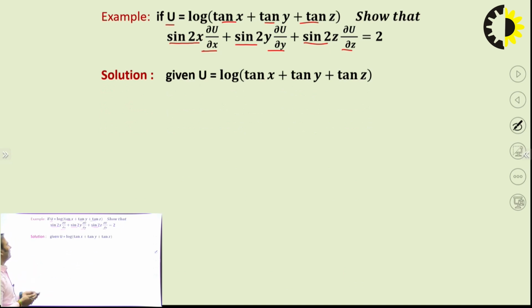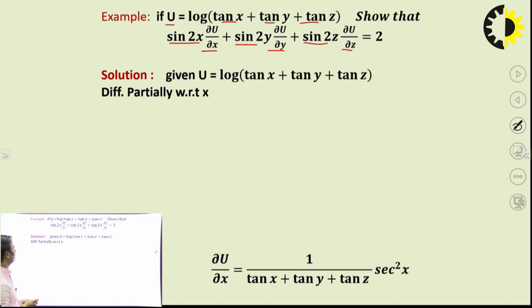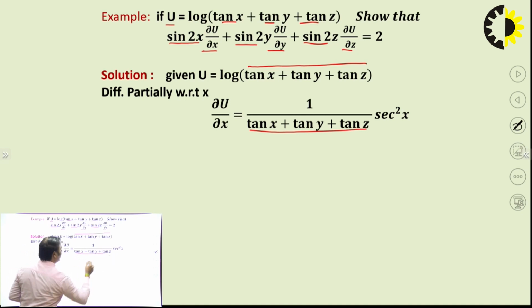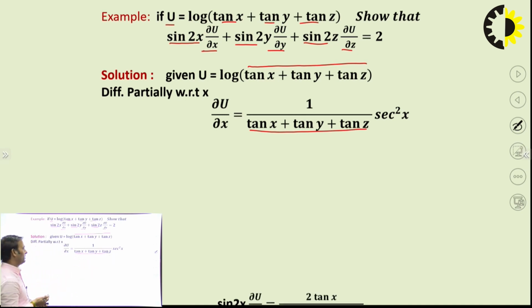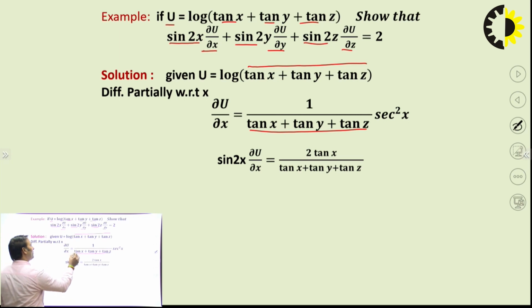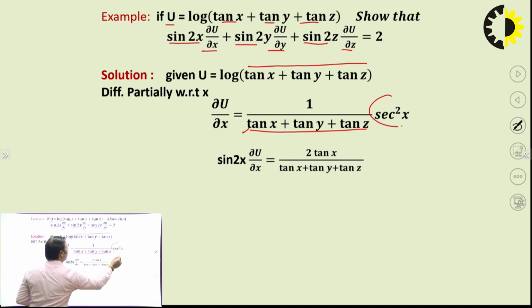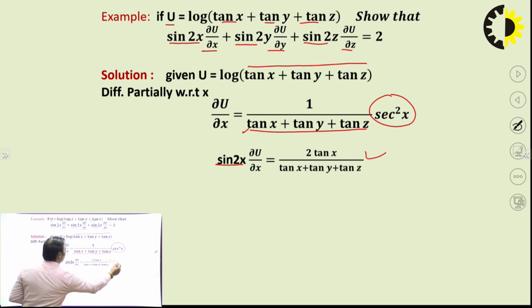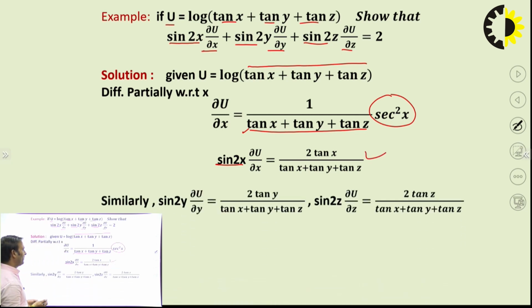So students, simply let's denote the question by u, right? Then we have to differentiate my question with respect to x first. Basically, it's treating like x. So student, when we are looking for the differentiation of log x, it is 1 by x. And in place of x, we have to mention tan x plus tan y plus tan z, and the differentiation of tan x must be multiplied over the numerator. It is sec square x, correct? Now, as mentioned in the question, I need to take the product of sine 2x with del u by del x. It is finally 2 tan x upon tan x plus tan y plus tan z.